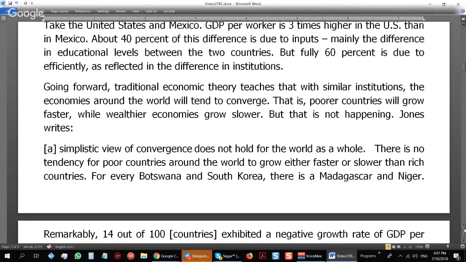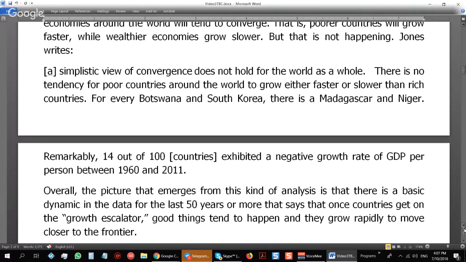Going forward, traditional economic theory teaches that with similar institutions, the economies around the world will tend to converge. That is, poorer countries will grow faster while wealthier economies grow slower. But that is just not happening. Jones writes, a simplistic view of convergence does not hold for the world as a whole. There is no tendency for poor countries around the world to grow either faster or richer than rich countries.